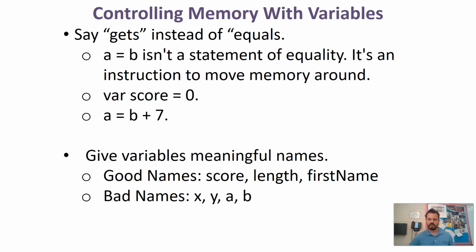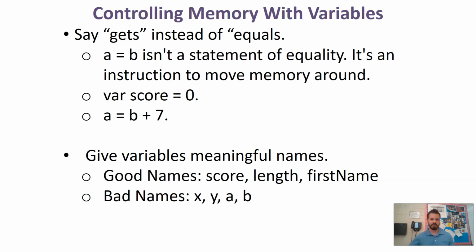All right, then a few details before we jump into the code. Number one, when we're talking about variables, say gets instead of equals. Okay, when we're talking about code, A equals B isn't a statement of an equality. It's an instruction to move memory around. So I won't say A equals B. I'd say A gets B, or A gets the value of B.